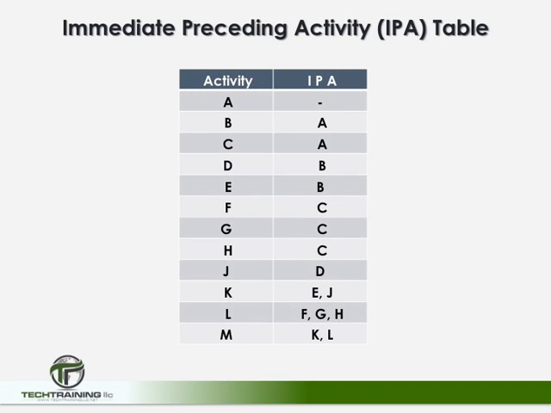This is our IPA table. It shows all of our activities and its immediate preceding activity or activities. As you can see, Activity A has no preceding activity as it is the first activity in our project. Activity B cannot begin until Activity A is complete, and the same is true for Activity C. And as you can see, the rest of the table is filled in. So now, let's move on to the calculations that we're going to be performing in our schedule.